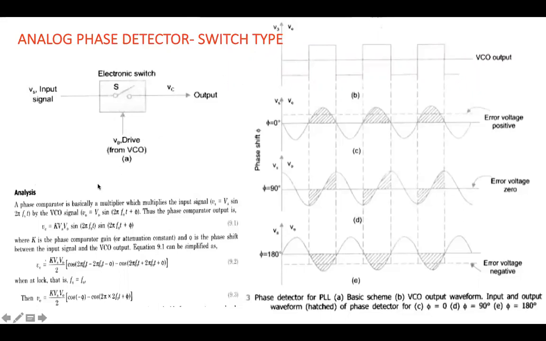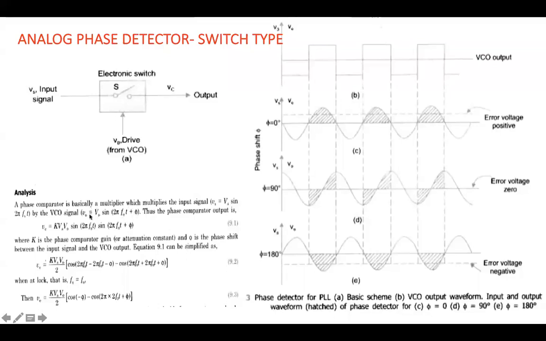Fine. What is the analysis here? A phase comparator is basically a multiplier which multiplies the input signal. Okay, that is nothing but small Vs is equal to Vs into sine(2 pi Fs t). So this is nothing but the source frequency. And what is this VCO signal? V naught, which is equal to the output voltage V naught into sine(2 pi F naught t plus the phase difference phi), right?